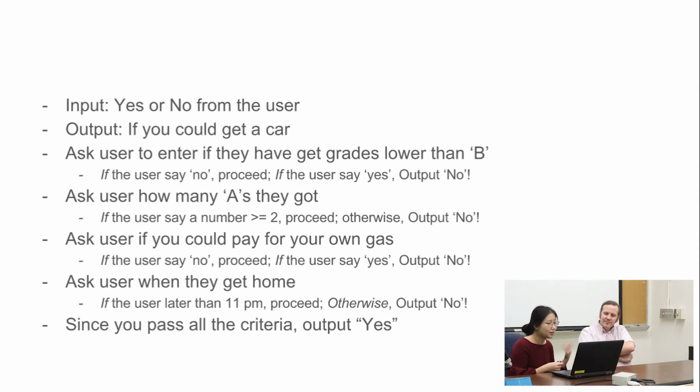Second, ask the user how many A's they got. If they say a number greater than or equal to 2, this is a condition like we learn in the if statement. If they get 2 or more A's, they proceed. Otherwise, output no. Ask the user if they could pay for their own gas. Well, they have to be honest in this case, though. If they say no, then this is actually wrong. Oh, yeah, it should say yes. That's okay. I can fix it quick while you're talking.